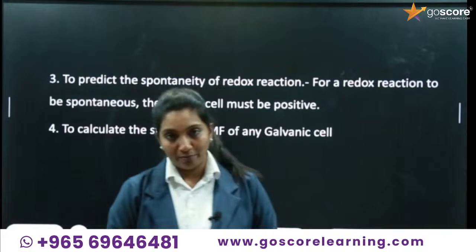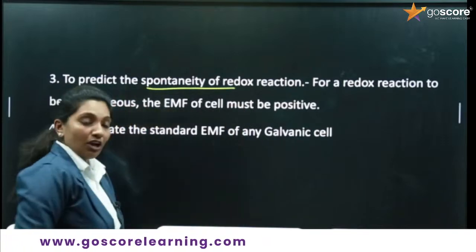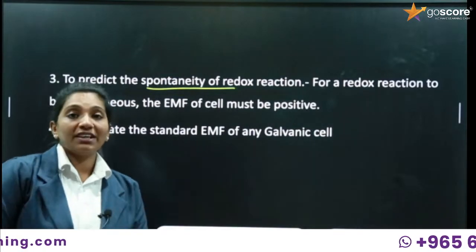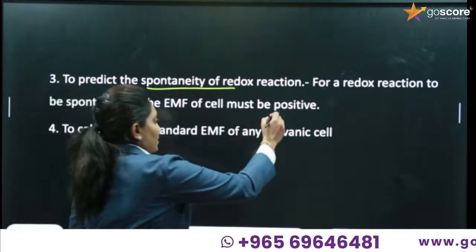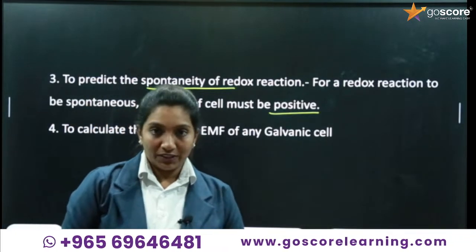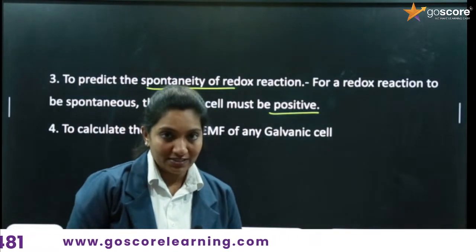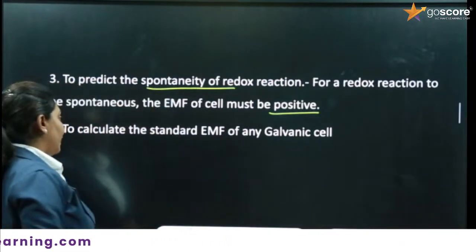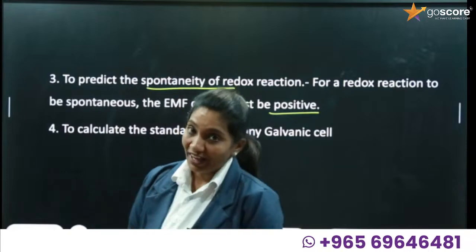Now see the third application. We can predict the spontaneity of a redox reaction by using the electrochemical series. For a redox reaction to be spontaneous, the EMF of the cell must be a positive value. So if you are getting a positive EMF, that means the reaction is spontaneous. That way we can predict the spontaneity of redox reactions. And the last application is to calculate the standard EMF of any galvanic cell.